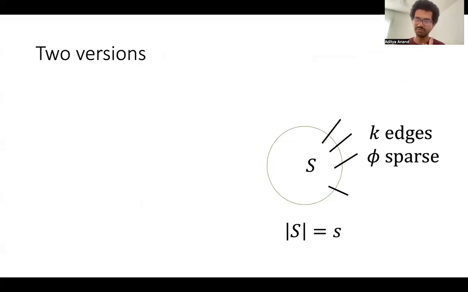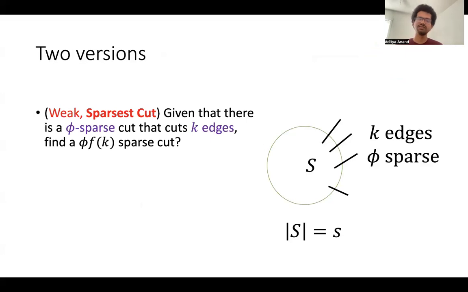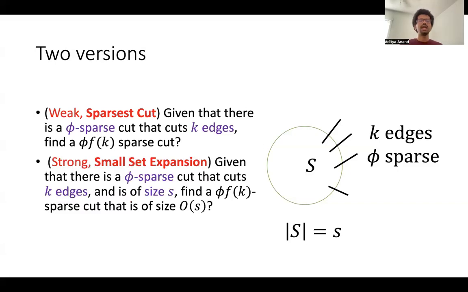So let me state our problem formally and describe what we want to do. There are two versions. The first version I call the weak version. Basically, this is the sparsest cut problem that I just mentioned. Given that there is a phi sparse cut that cuts only k edges, can you find a phi times f of k sparse cut? A stronger version is, given that there is a phi sparse cut that cuts k edges and is of size s, we want to find a cut with comparable sparsity, but also the size should be at most some constant times s. This is a much stronger problem.